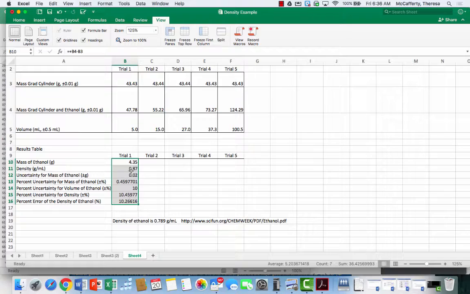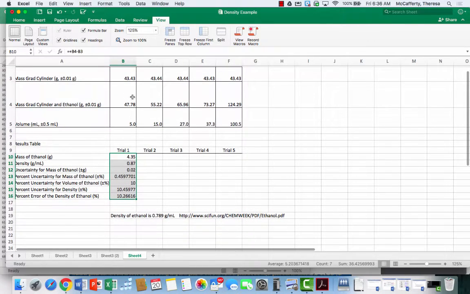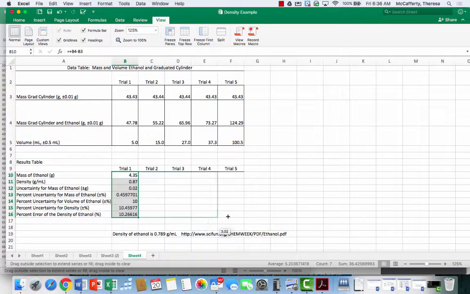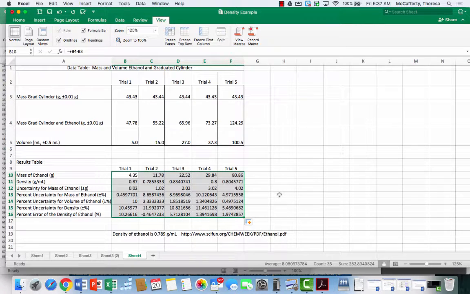Now here's the fun part. I have all those calculations, and they reference this raw data. So if I highlight all of those, and I make my cursor look like that, I can drag this over to all of the trials. All right, and then all of my things are done.